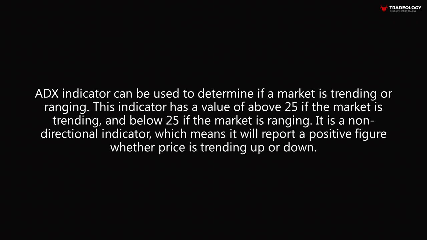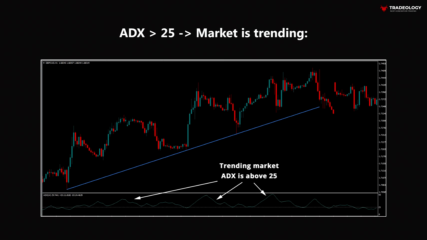It's a non-directional indicator, which means it will report a positive figure whether price is trending up or down. Now, on this screen, we can see the trend line once again on the main chart, and at the bottom, we can see the ADX. Now, the ADX in this instance is above 25, where indicated with the arrows, and so this tells us that the market is trending. So we get the extra confirmation from the ADX that it's an upward trending market.